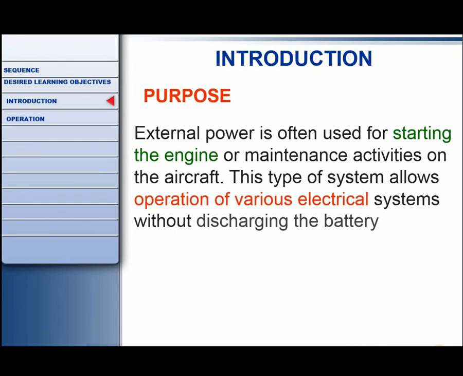It means that if you take load from the battery, it would be depleted, and it would be required during the flying operation. So we use the external power for maintenance activities and for starting the engine. So these are the purposes of the external power, that is why we use it: for starting the engine and conducting different maintenance activities.